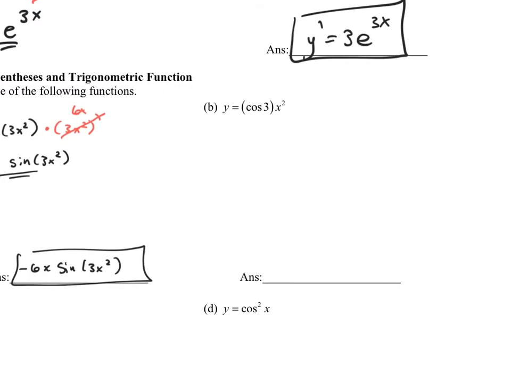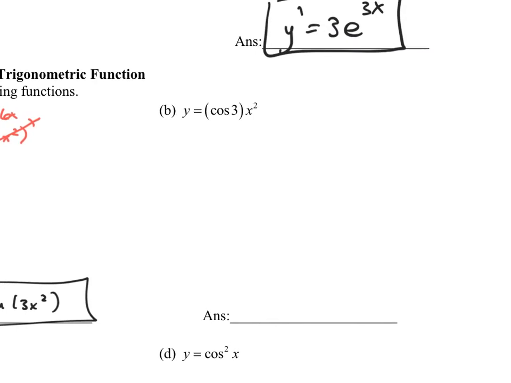Okay, let's look at the next one. The next one is cosine of 3 in parentheses times x squared. And what I want you to notice is this part right here, this cosine of 3, that's just a constant. We don't have a variable. Cosine of 3 is a number here. So this is a constant multiple. So if I want to find y prime, it stays there. Cosine of 3 times the derivative of x squared.